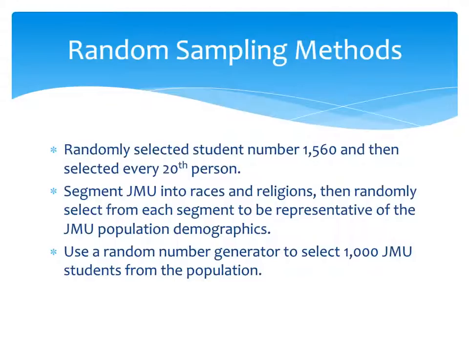Systematic with a start. That's correct. So what we're basically doing is we're still being random, because we could have picked the first person or the 500th person or the 10,000th person. But from there we would go every 20th person. So each person does have an equal opportunity, so long as how we chose the first person is random, then we're in good shape.